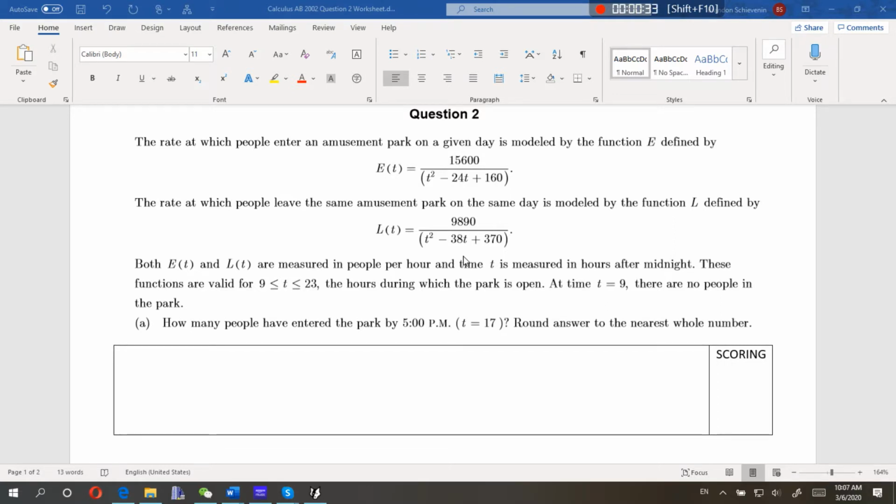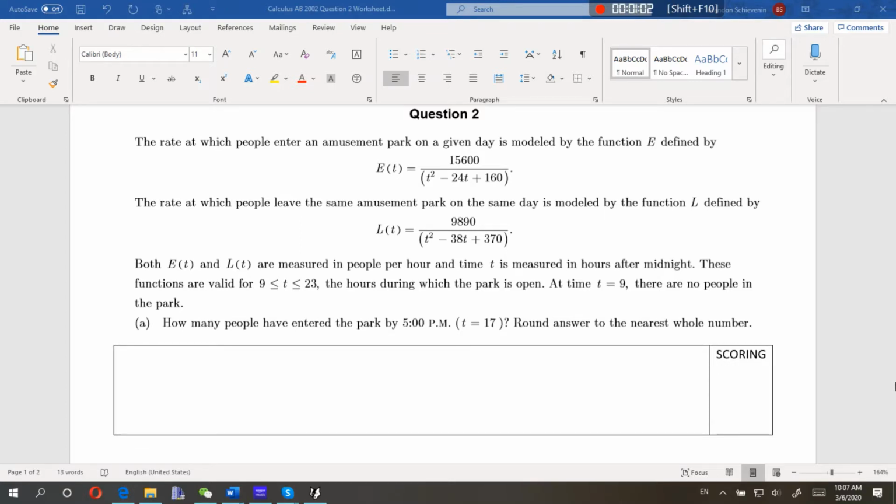So at any time, E of t is how fast people are entering the amusement park, and L of t is how fast people are leaving the amusement park, both measured in people per hour. So they're both rates of change in people per hour. And the functions are valid from 9 to 23, so those are the hours when the park is open, from 9 a.m. to 11 p.m. At 9 a.m., there are no people in the park.